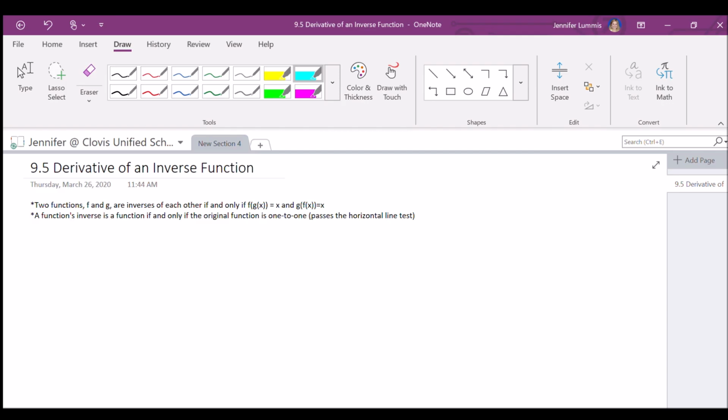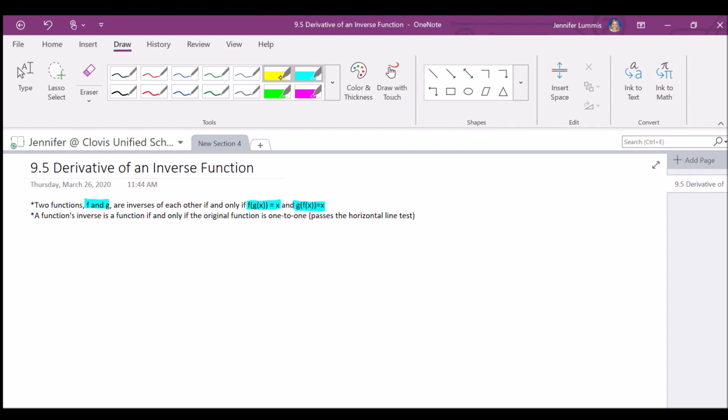These are notes for 9.5 on the derivative of an inverse function. I've written down the first two things that you need to remember. So you have learned these before in the past. To remind you, two functions, f and g, are inverses of each other if and only if f of g of x equals x and g of f of x equals x.